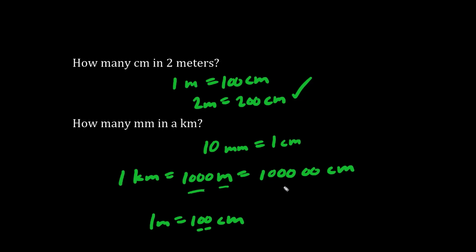Now, to go from centimeters to millimeters, we're going to replace the centimeters with 10 millimeters. So we add another 0, and we have millimeters. So let's count 1, 2, 3, 4, 5, 6 zeros. So there's 1 million millimeters in a kilometer.